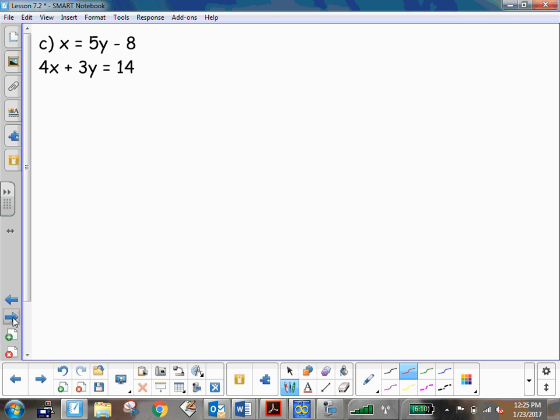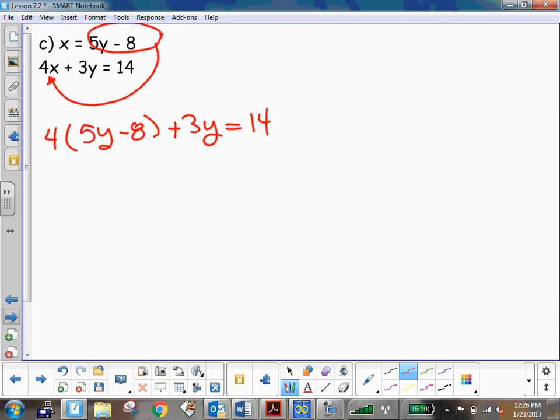Here I want to solve for, or substitute in for, what variable? X, because I'm telling you what x is equal to, right? It's 5y minus 8. So this value is going to get substituted in right there for the x. So 4 parentheses, 5y minus 8, plus 3y equals 14. Distribute the 4 to both of those terms in parentheses. So 20y minus 32 plus 3y equals 14.